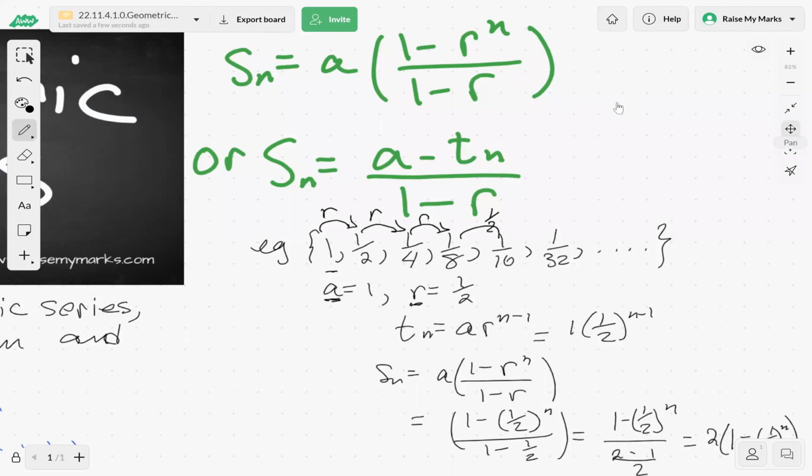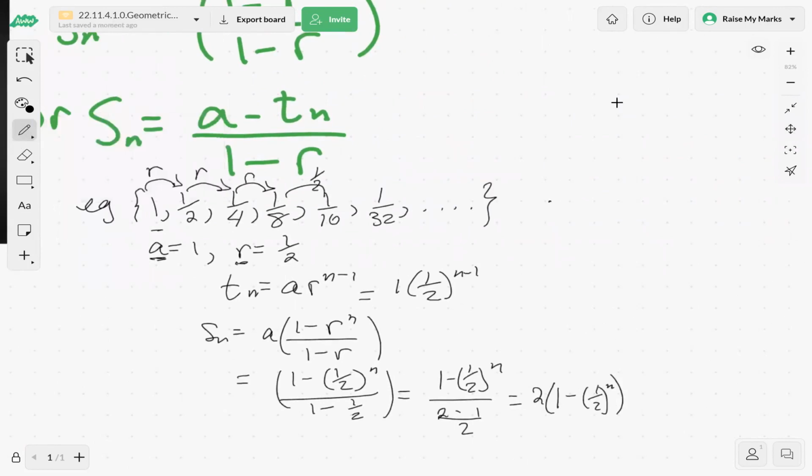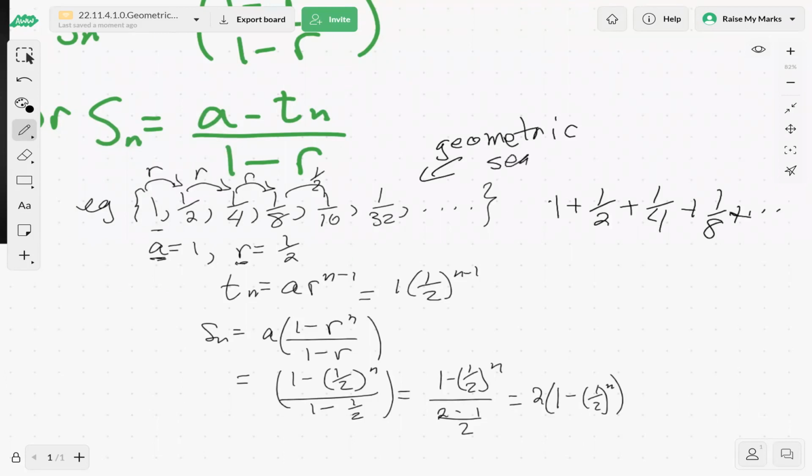Now, what is a geometric series? A geometric series is just the sum of all the terms in a geometric sequence. I think I said that right. If I didn't, we'll say it again. So we have our geometric sequence, and then when we sum it all up, we get a geometric series.